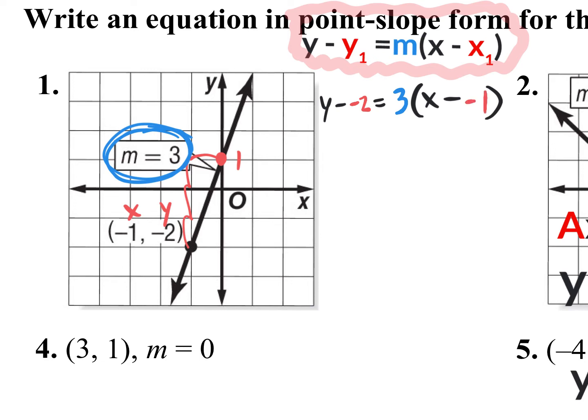-1. Now the reason why I start with blank spots is so whenever you see this minus minus right next to each other, you don't forget to change it to plus plus. Okay? And that's it. We're done. We wrote our point-slope form equation. Y plus 2 equals 3 parentheses x plus 1. You see, it's easy.